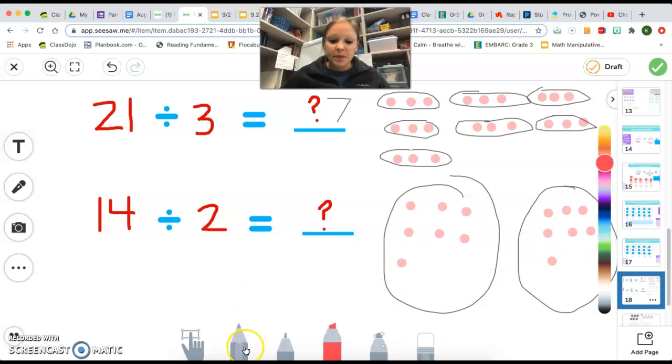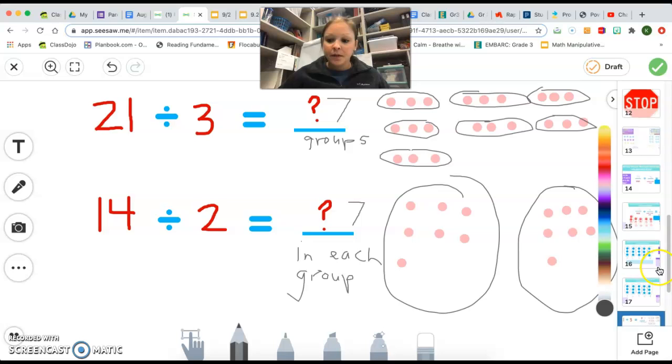So I have 2 groups, and in each group are 1, 2, 3, 4, 5, 6, 7. So both of these equal 7. This one is 7 groups we were solving for. And this one is 7 in each group. Takes me a long time to write on here sometimes.